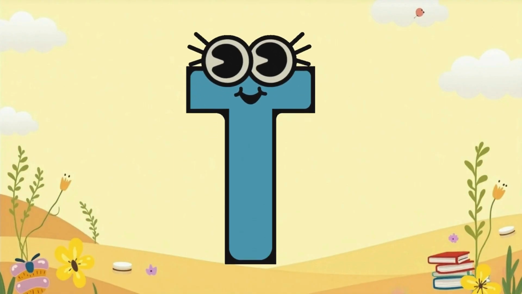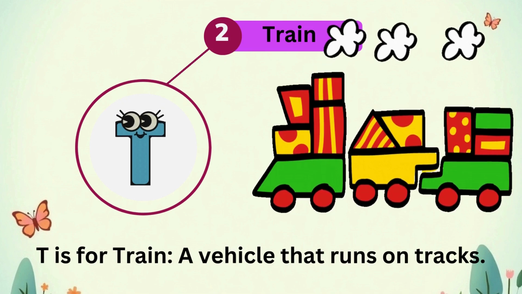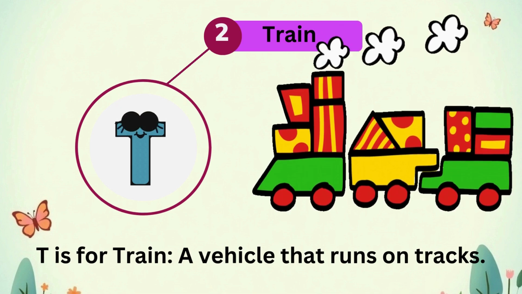T. T is for tree, a tall plant with a trunk and branches. T is for train, a vehicle that runs on tracks.